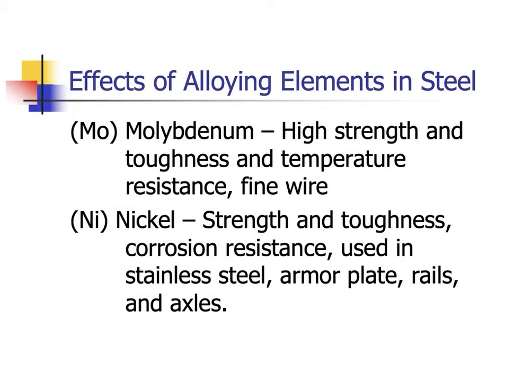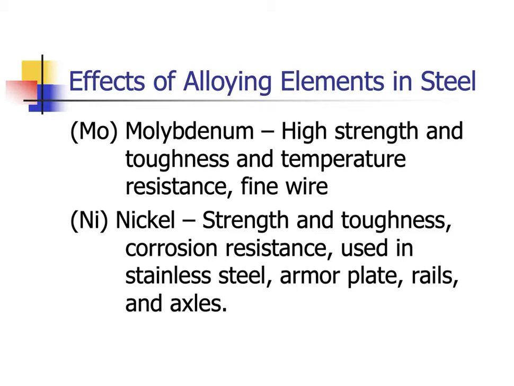Okay, some other alloying elements: molybdenum. Most people can't say this. If you can't say it, just say moly. Molybdenum has a B and a D next to each other. So moly gives high strength and toughness. They usually use it in really fine wire if you're trying to draw wire.